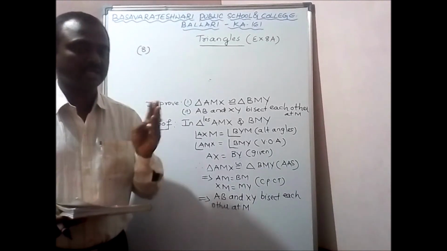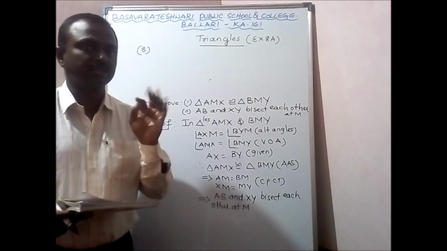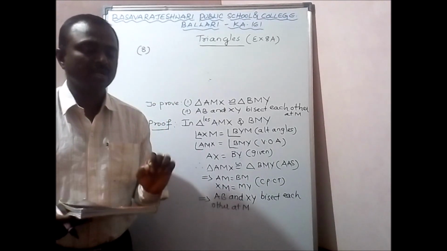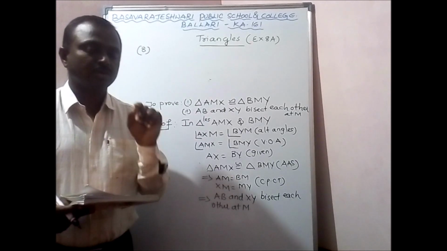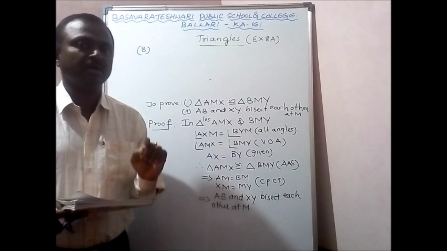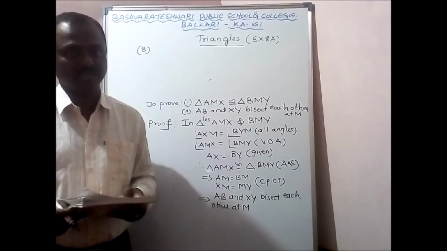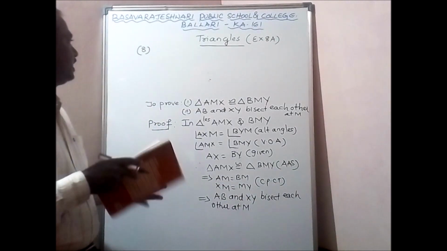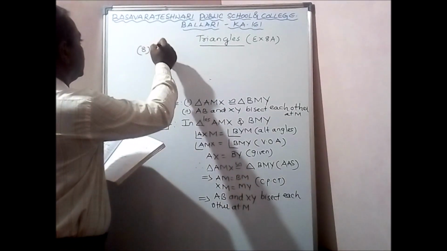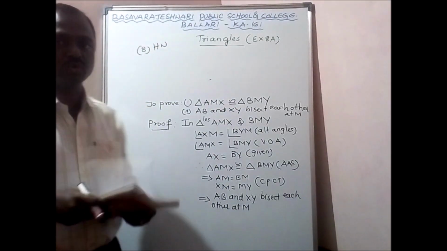Understood? So what are the conditions for parallelism? Either alternate angles should be equal, or corresponding angles should be equal, or the sum of the co-interior angles should be equal to 180 degrees. Understood? So take it as homework and do it in your notes.